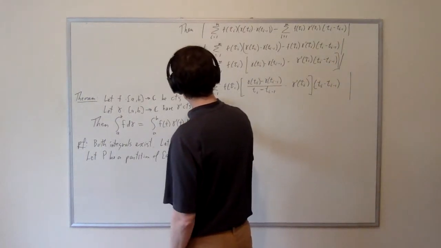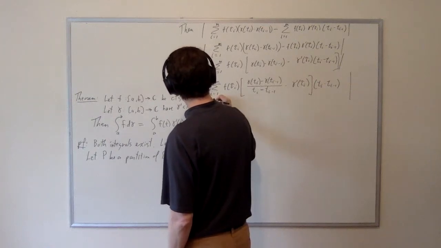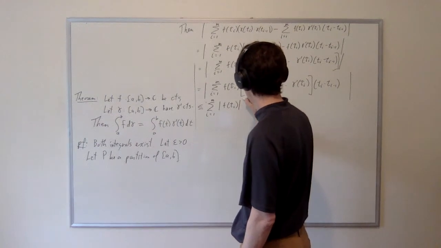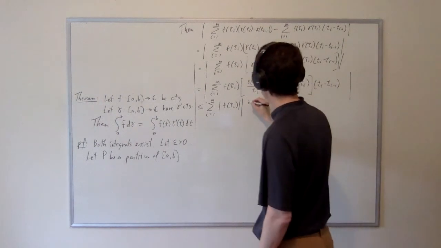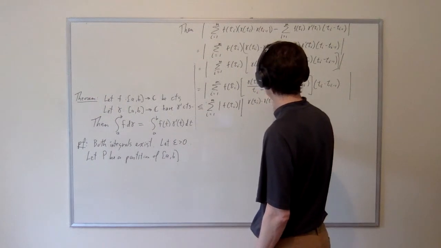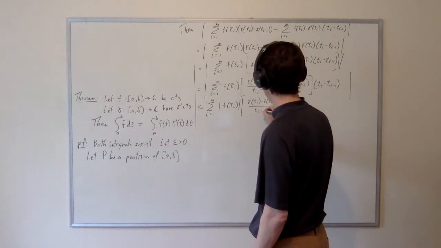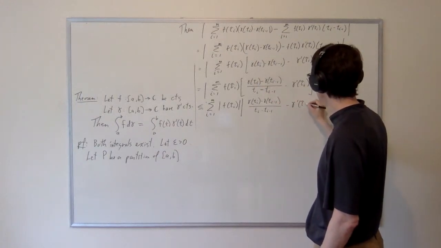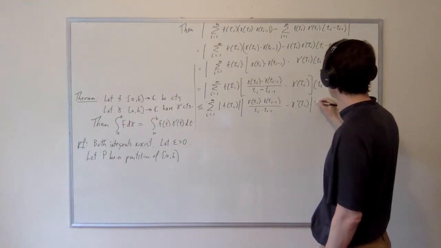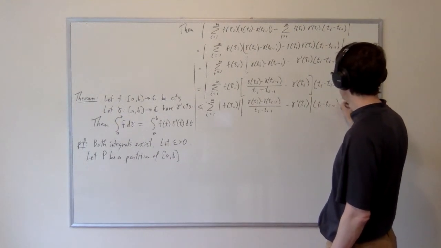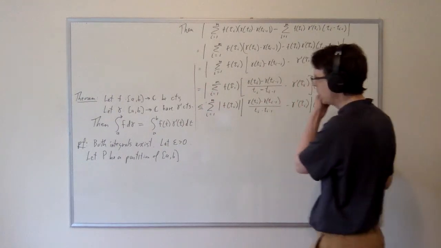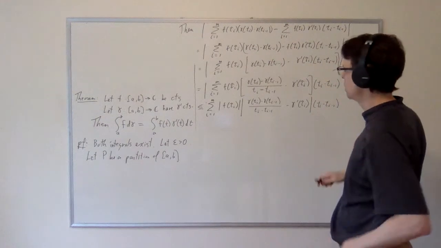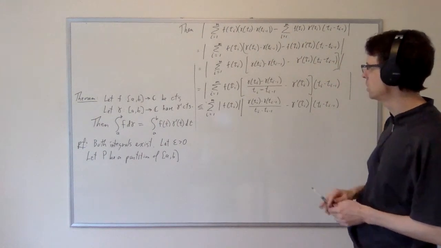So this is going to be less than or equal to, by the triangle inequality, the sum from i equals 1 to m of modulus f of tau i, and then modulus of this thing, gamma t_i minus gamma t_{i-1} over t_i minus t_{i-1}, minus gamma prime tau i, and then t_i minus t_{i-1}. So the modulus has been moved inside the sum by the triangle inequality and into the product because it commutes with product, and that gives us this thing. I'm not writing modulus here because it's positive.